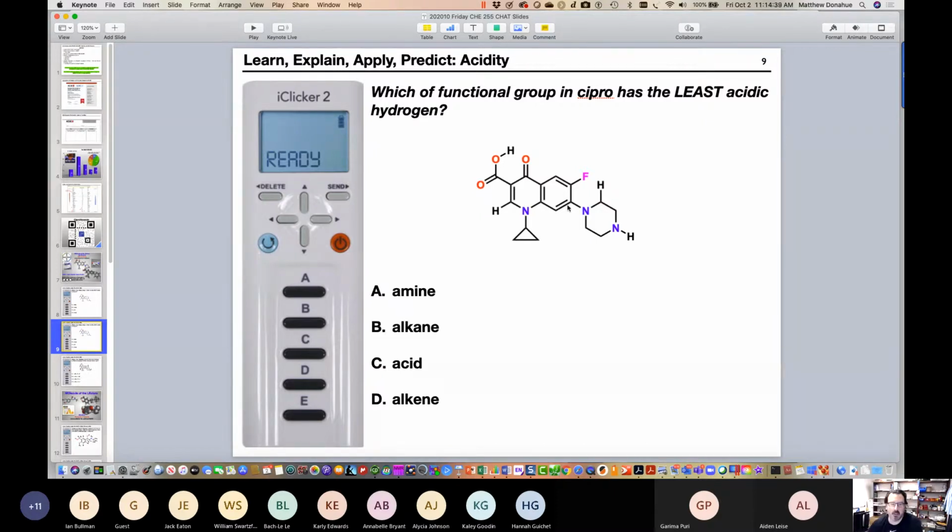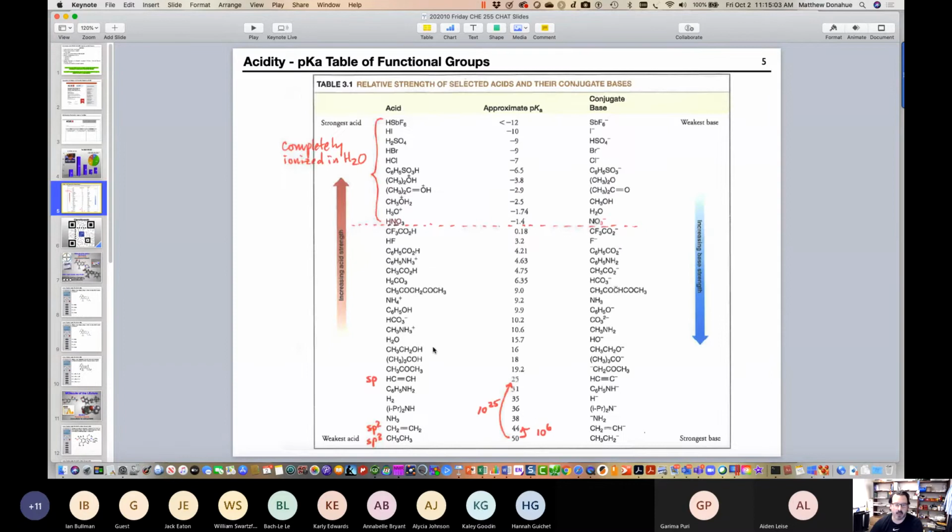So B as in boy is the correct answer, alkane. I've pointed out a couple hydrogens here, like amine, alkane, alkene, acid. So this would be the alkane type, sp3 hybridized carbon, H. Again, you don't see that specific thing on this table, so you relate it to something that's as close as possible, and that would be this molecule here, ethane.